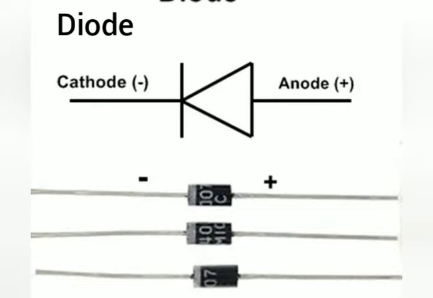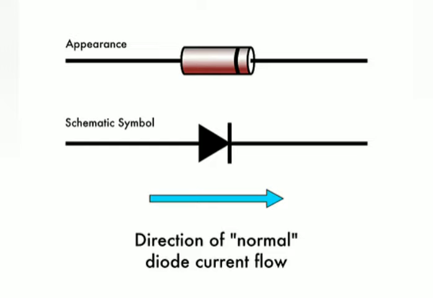Today we will discuss what is a diode, how do we connect the diode in the circuit, and what are the applications of the diode. So let's start the video. A diode is an active device which allows the current to flow in a single direction.